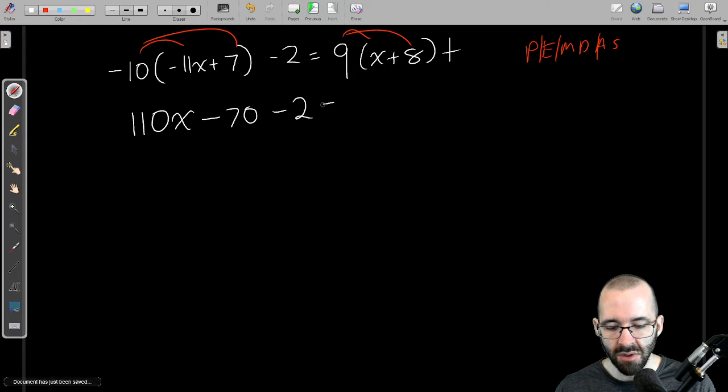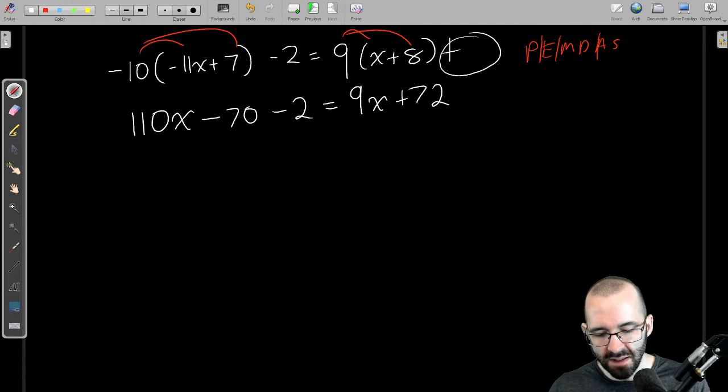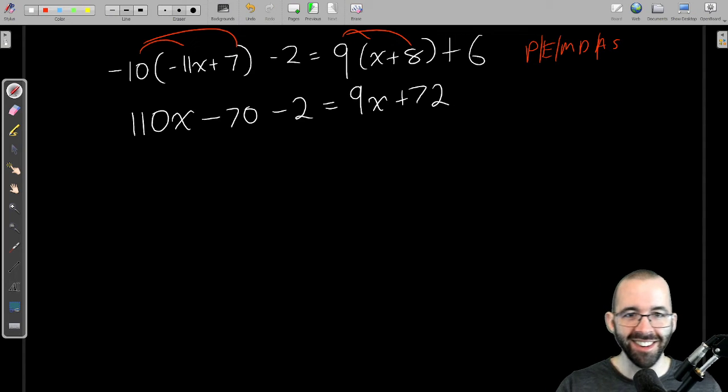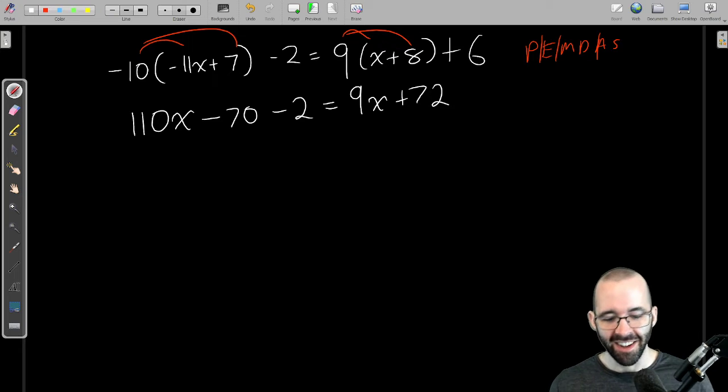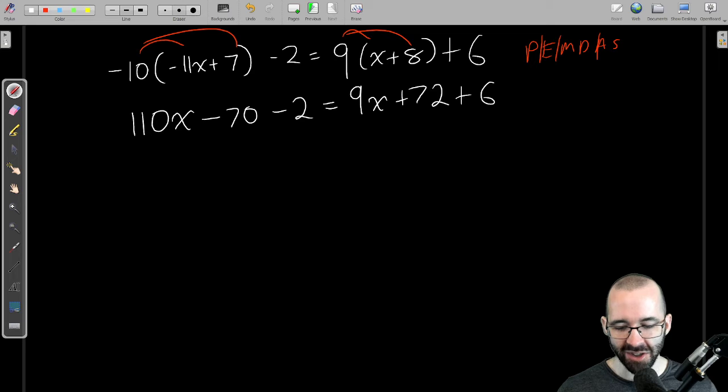It's going to be a negative 70. We still have the minus 2 from before. 9 times x is 9x. 9 times 8 is 72. Is there something supposed to be here? I think there's something supposed to be there. There's supposed to be a 6 there. We still have the plus 6. If we forgot it, we'd sure as heck find out when we checked our answer.